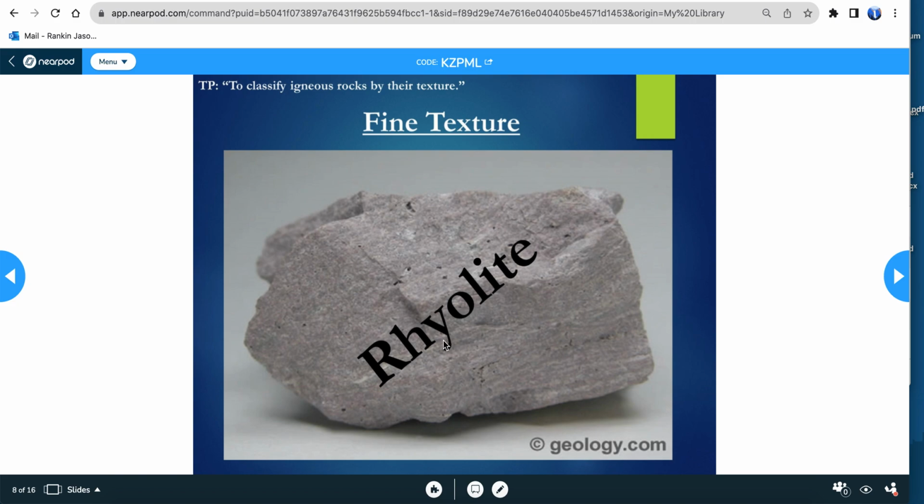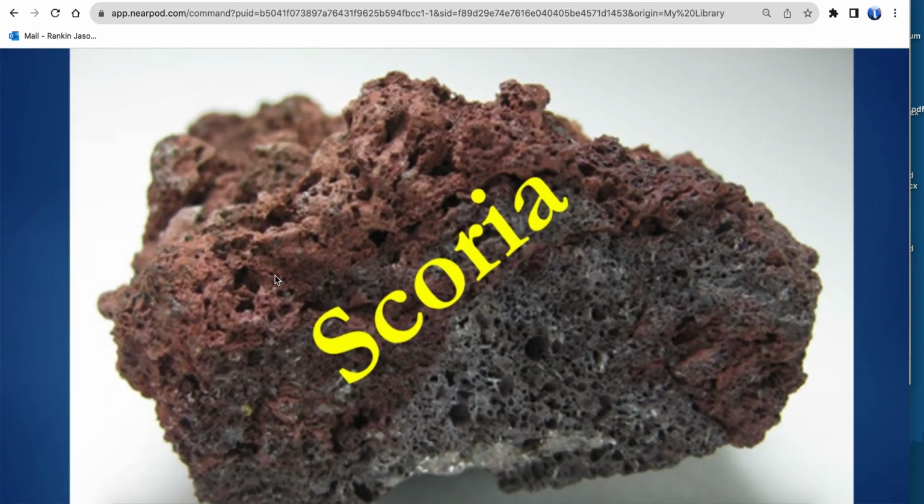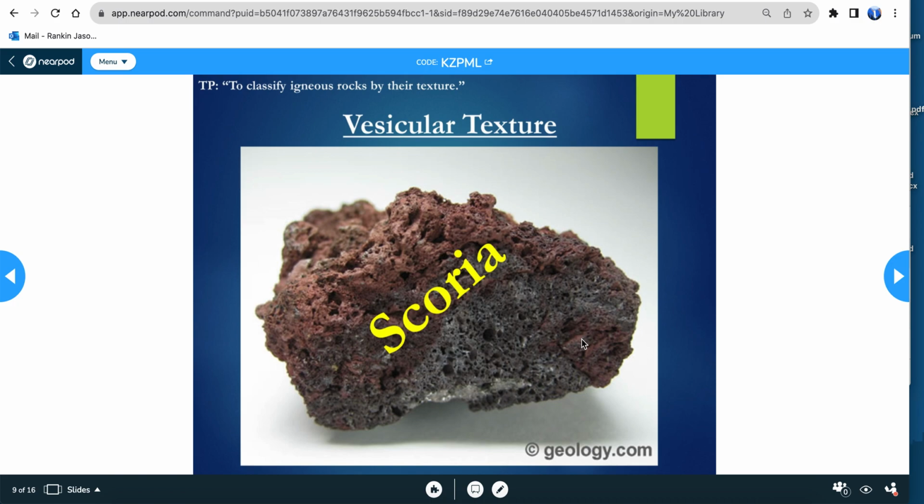Fine texture, we have rhyolite. This was the sample that was in the warm-up for today. Rhyolite, light in color, but this is fine. These crystals are less than 1 millimeter in size. Very small to the naked eye. All right, last one we have is vesicular. We have scoria, right? Scoria has a lot of these open spaces, these gas pockets on the surface. Gas pockets.